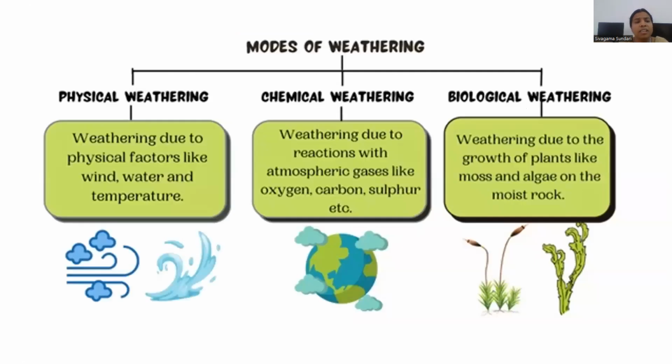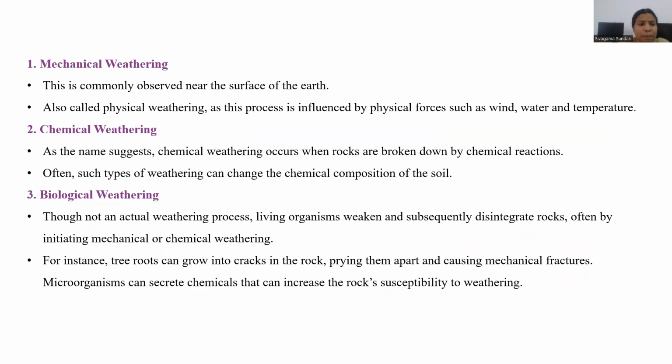Modes of weathering: mostly physical weathering, due to factors like wind, water, and temperature. Chemical weathering by chemical reaction with atmospheric gases like oxygen, carbon, sulfur, etc. And biological weathering due to the growth of vegetation in that area, moss, nothing but the bryophytic plants, and algae. That will erode the rock slowly and start the weathering process. Slowly the process will start and it will add the topsoil. So there are three modes of weathering process.